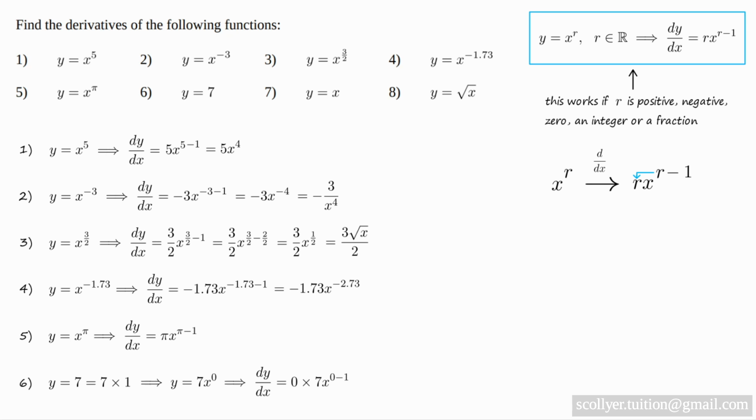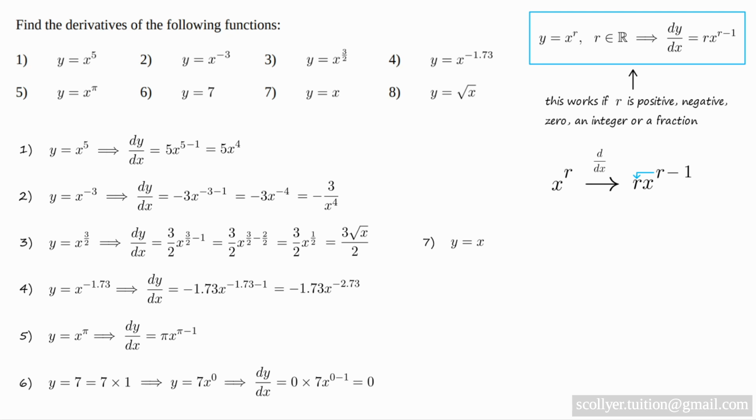We have that dy by dx equals 0, the power, which we pull down, multiplying 7 times x to the power 0 minus 1, which equals 0 because 0 times any real number equals 0. And this result tells us that the gradient of the graph of y equals 7 is 0 everywhere, i.e. it is flat, parallel to the x-axis, which is true for any constant whatsoever. And usually when we differentiate a constant, we recognize that fact and write down its derivative as 0 immediately with no further work.